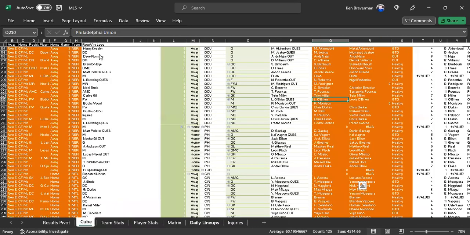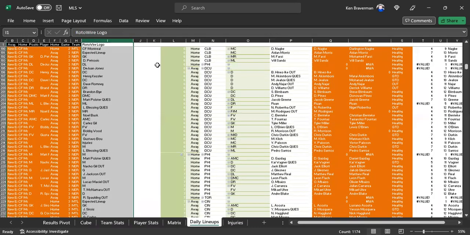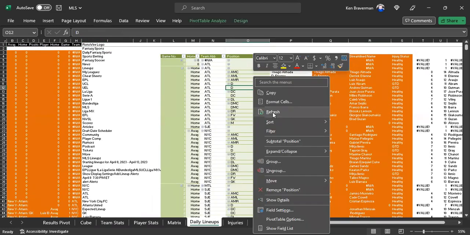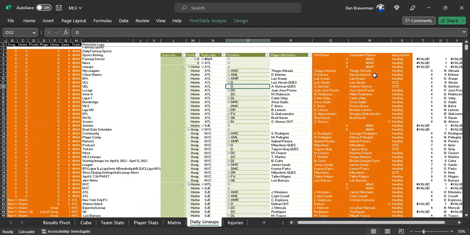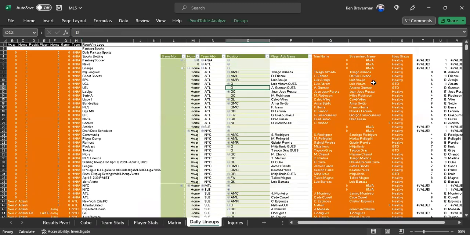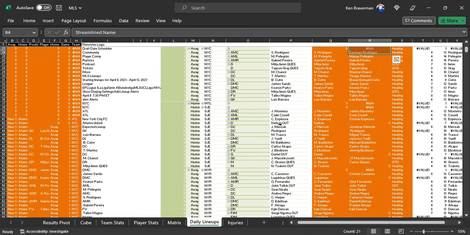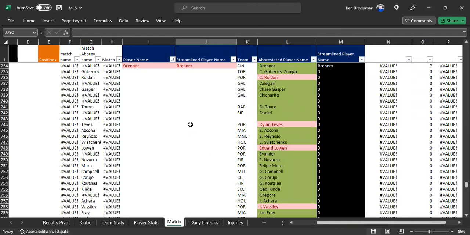The rest of it is pasting the lineups right here and refreshing this pivot table over here and looking to see if the names are correct. It starts to give you errors where people's names are incorrect or where they're missing. Like Nathan is out, but we're missing him in our matrix. So we would have to update his name in the matrix. But I won't go through that process because it's pretty boring.